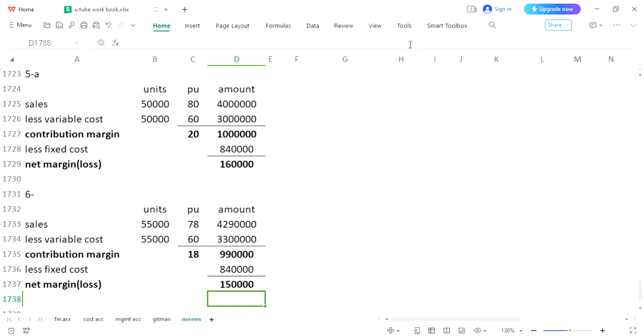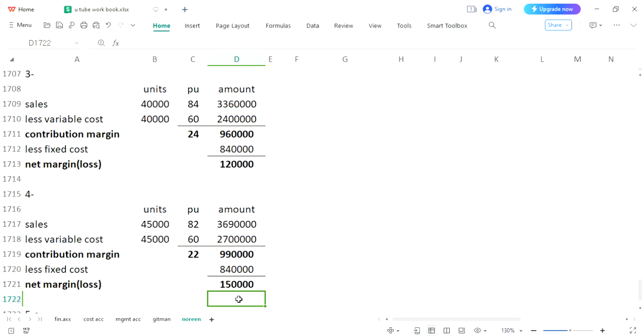So finally we have arrived at a situation where we have decreased the price from 80 to 78. Units have been increased from 50 to 55, but in spite of this good activity, we have lost our maximum profit. So profit from 160 has dropped to 150.